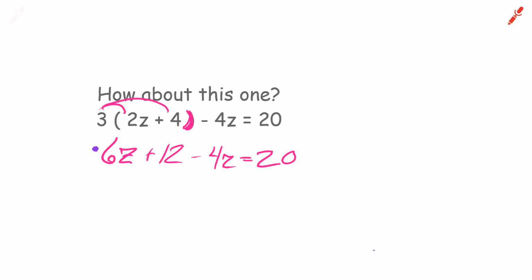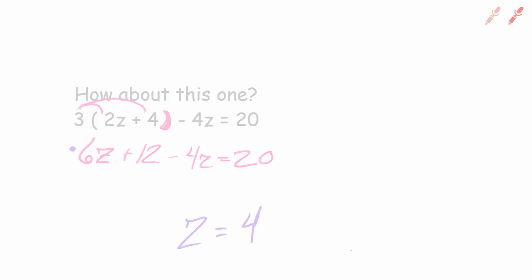Alright guys, so you should be ready to move on. I'm just going to go ahead and throw the answer up here. Make sure you've got the correct answer written in your notes. I don't want you to get it wrong. The correct answer is z equals 4. Let's go ahead and move on to the next set of problems for me.